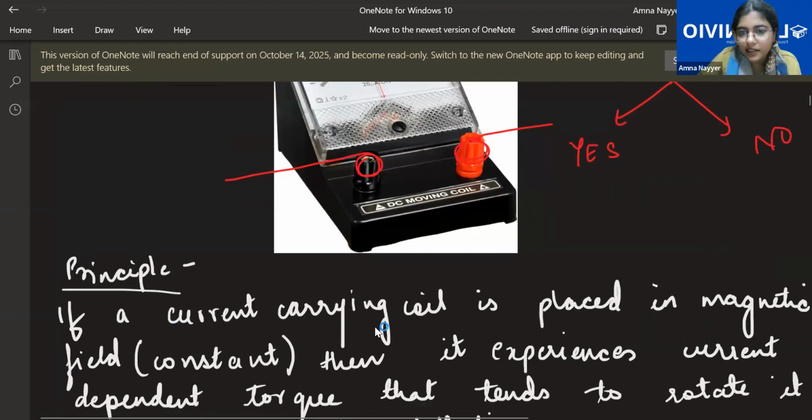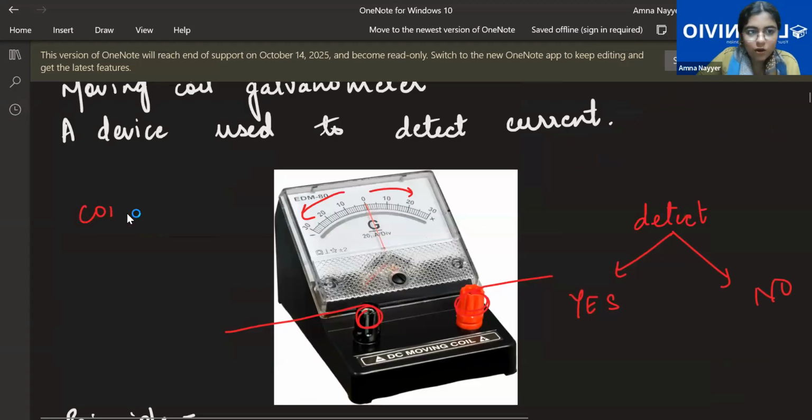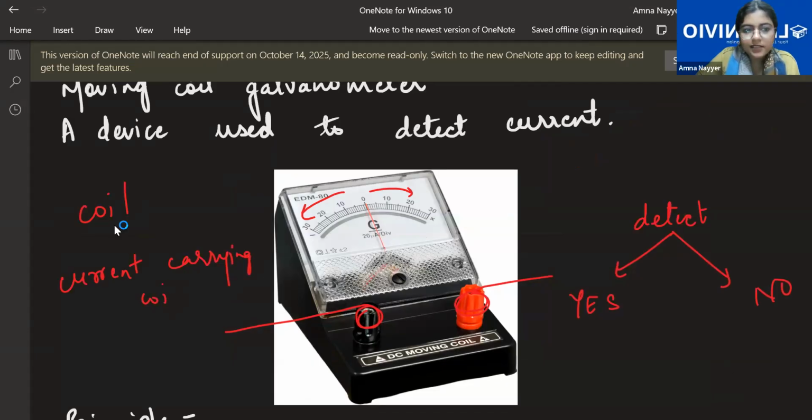I think when we started the chapter, I used this term so many times. When I started the chapter, I told you sources of magnetic field, current carrying coil. There are two words, coil and current carrying coil. They are not the same. Coil means any coil. Current carrying coil means current is there. A coil can be any coil. Like if you take a wire, you just turn it into the form of a coil, that will also be a coil. Current carrying coil means current is there.